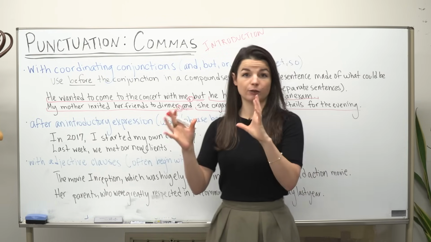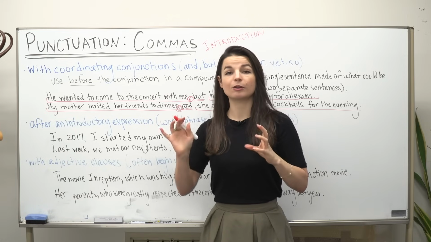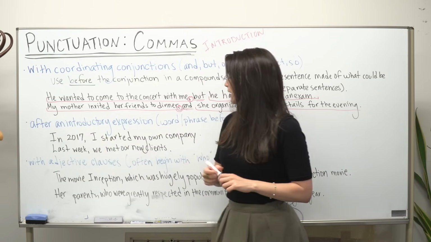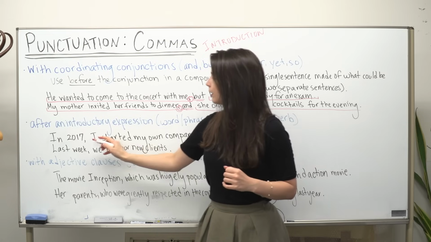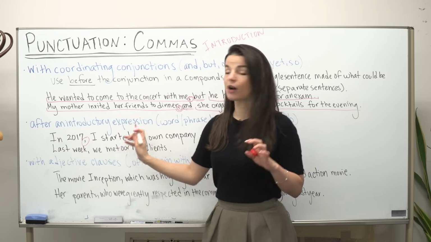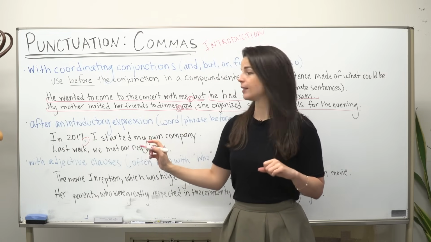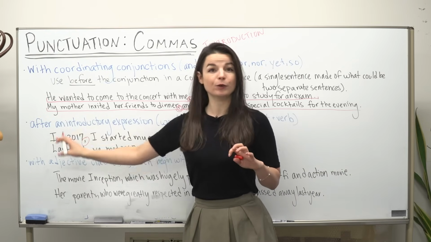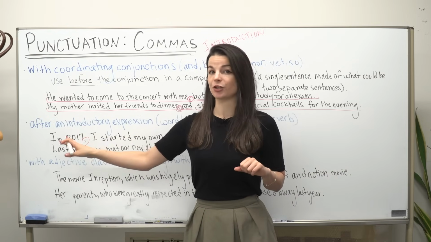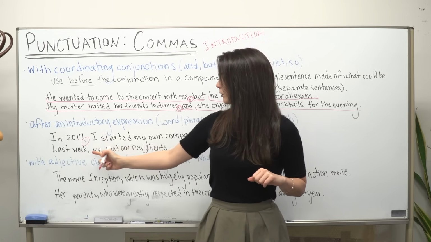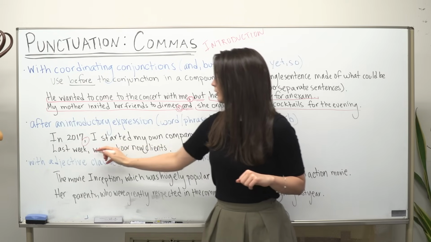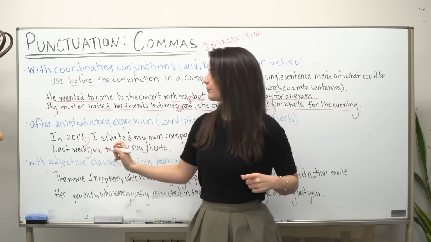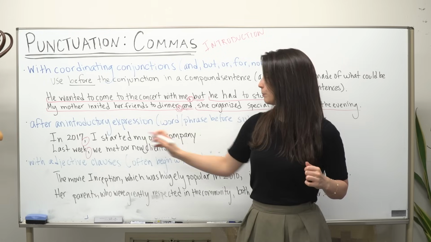After your introductory expression, so a comma that comes near the beginning of the sentence. For example, in 2017, I started my own company. So here in 2017, we have a comma after 2017, before the subject and the verb of the sentence. So this is like an introduction. There's introductory information here. One more example. Last week, we met our new clients. So here, last week is some extra information. It's introducing something, and then we have our subject and our verb back here.